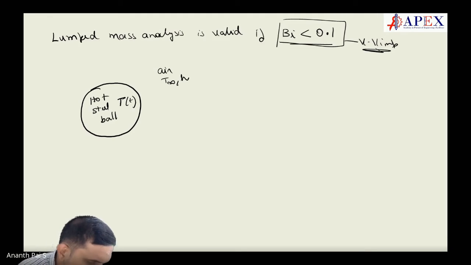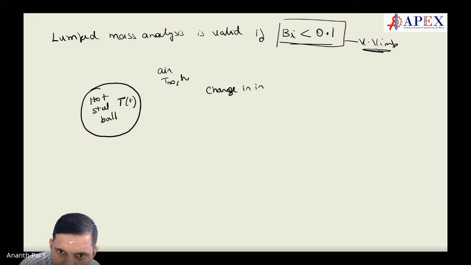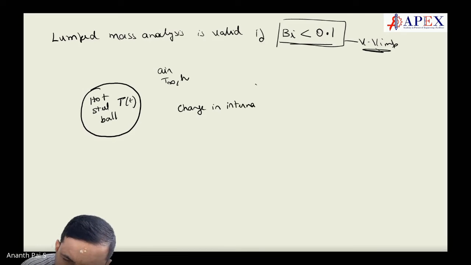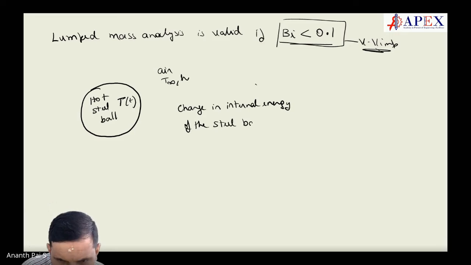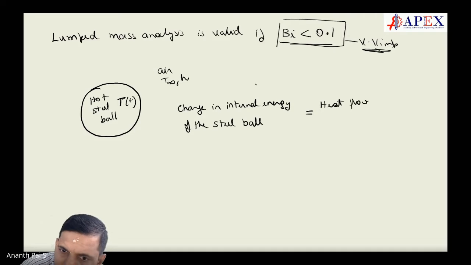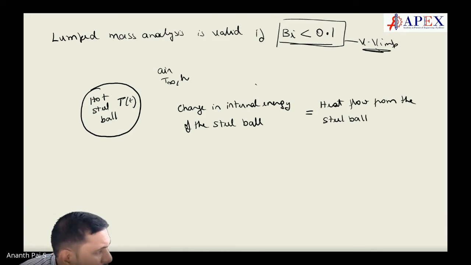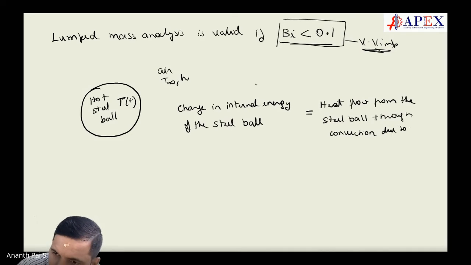So now the change in internal energy of the steel ball is equal to heat flow from the steel ball through convection, due to movement of air.